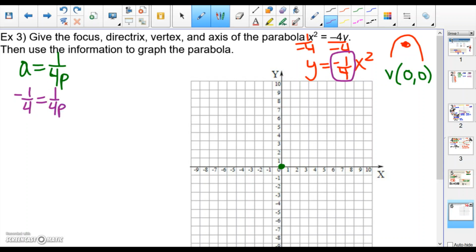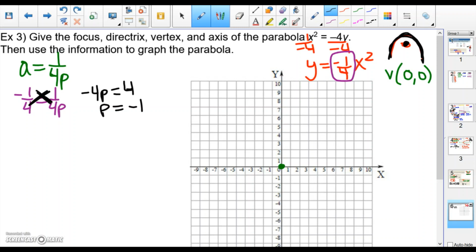We want to solve that equation, so I think the best thing to do there is probably cross multiply. We don't like that variable on the bottom. So if you cross multiply, you'd have negative 1 times 4p. That's negative 4p equals 4 times 1 is 4. And so, of course, divide by negative 4. P is going to equal negative 1. Now, remember what I said. If p was negative, okay, p is negative, so that means that the focus is in the down direction. Well, we already knew that, okay? We already knew that the focus was in the down direction based off just knowing what the parabola looks like.